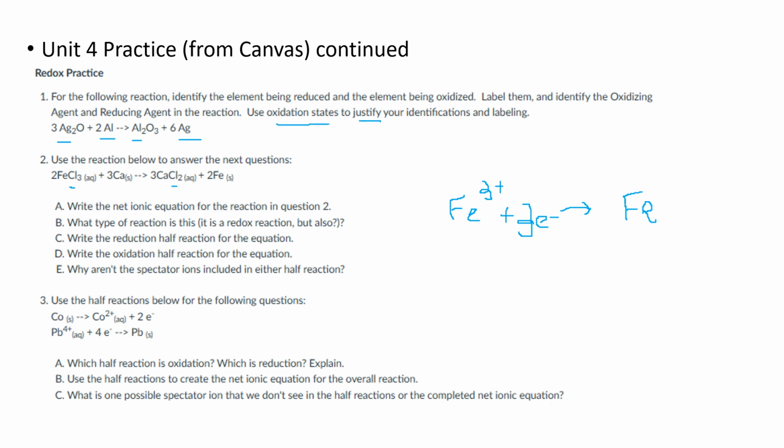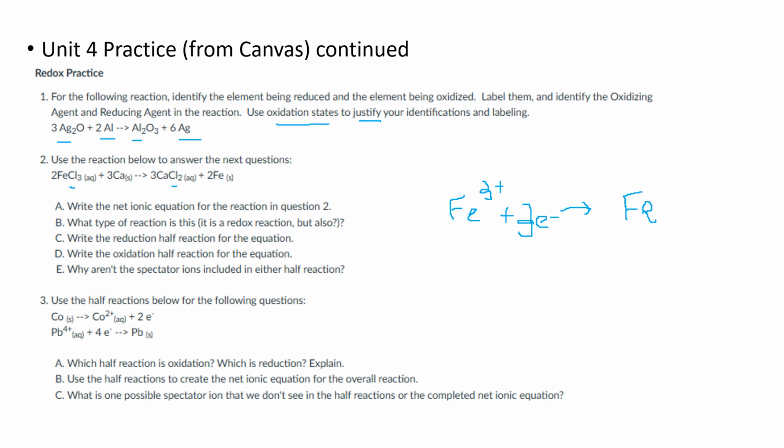Question 3, use the half reactions below for the following questions. We've got cobalt becoming Co2+. We've got lead 4+ becoming lead. Which half reaction is oxidation and which one is reduction? The cobalt becoming Co2+, its charge is becoming more positive. It is an oxidation. The lead 4+ becoming lead with no charge is a reduction. Its charge is going down to 0 from 4+.